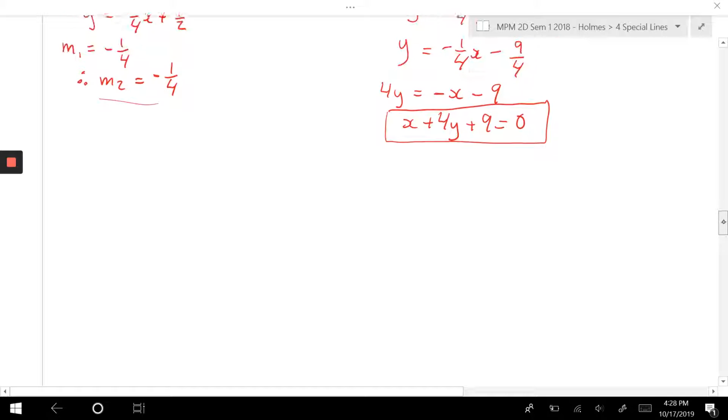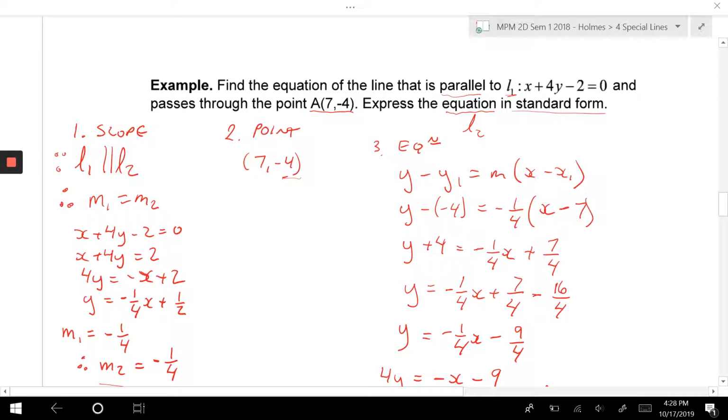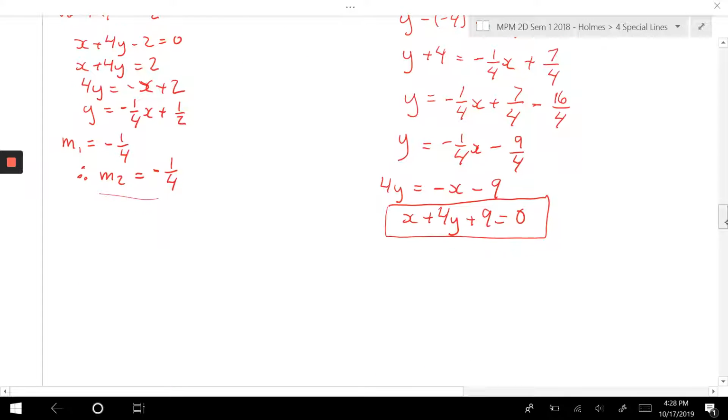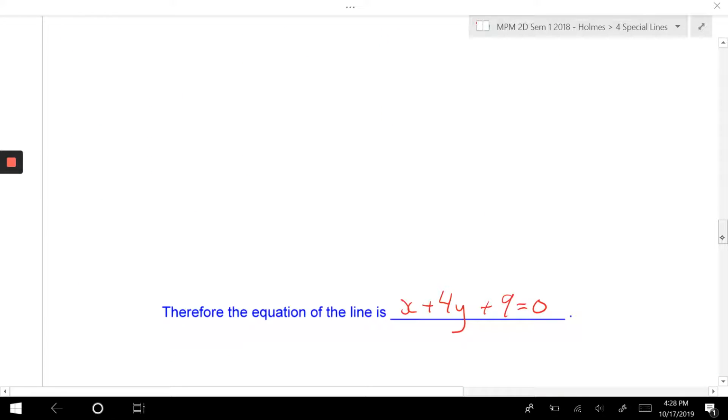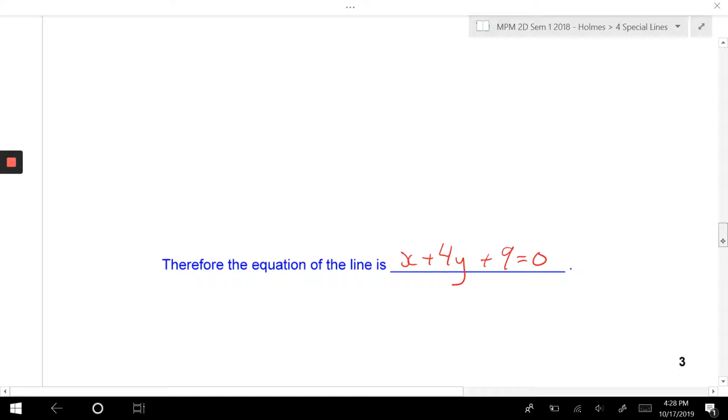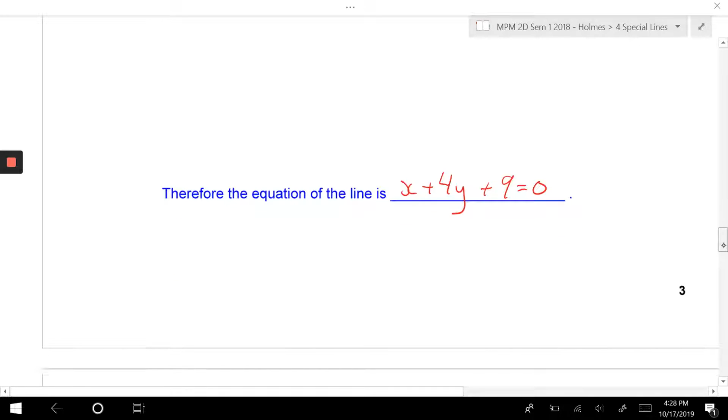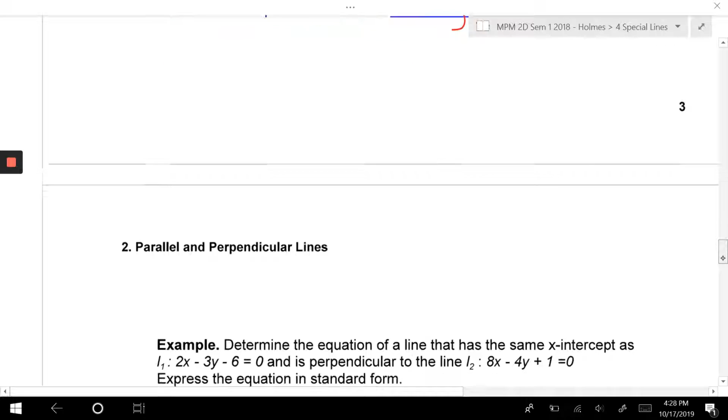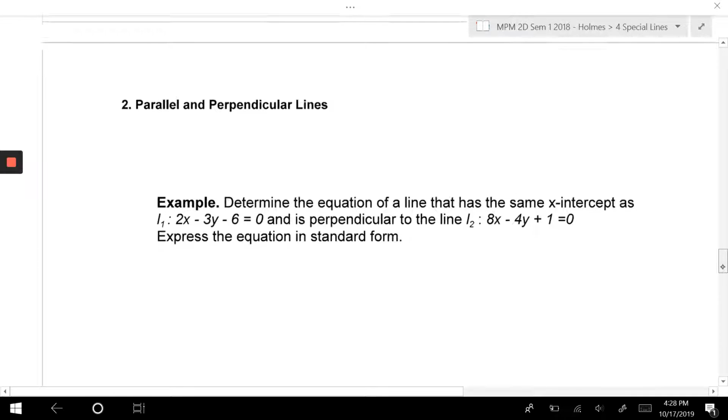Okay, so we can see the questions become more complicated, right? We're starting to have multi-step processes to solve these problems, and this is where it's important that we solidify our understanding at every stage after each lesson. Take a look at the next page, parallel and perpendicular lines.